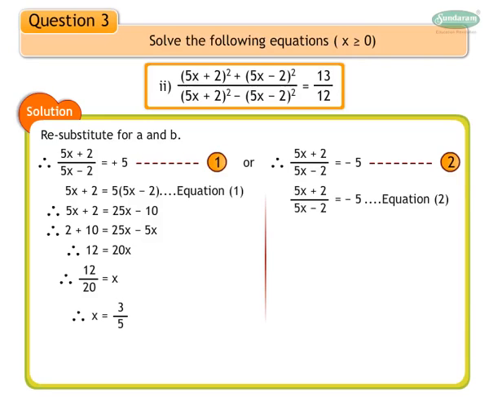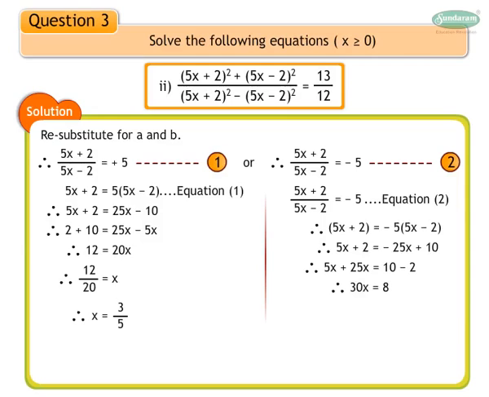We solve equation 2 by cross multiplying. Therefore, 5x + 2 = −5(5x − 2). Therefore, 5x + 2 = −25x + 10. Therefore, 5x + 25x = 10 − 2. Therefore, 30x = 8. Therefore, x = 8/30 = 4/15. So, the solution set is 3/5 and 4/15.